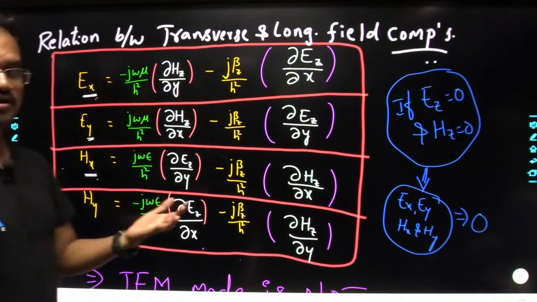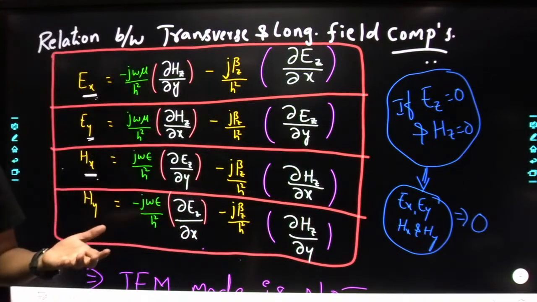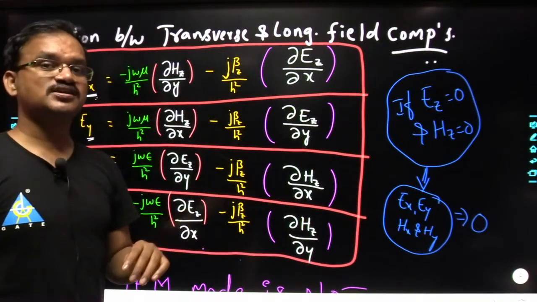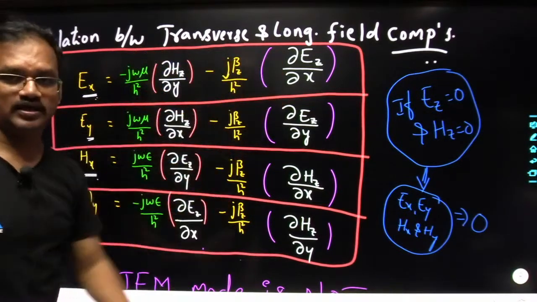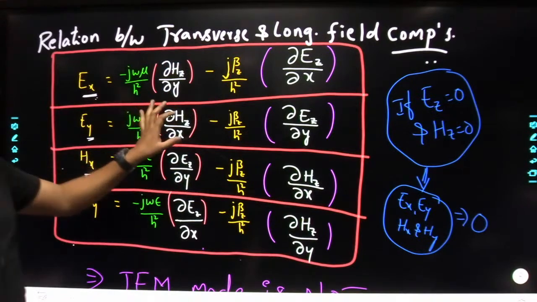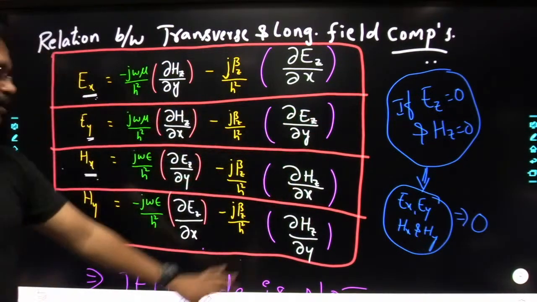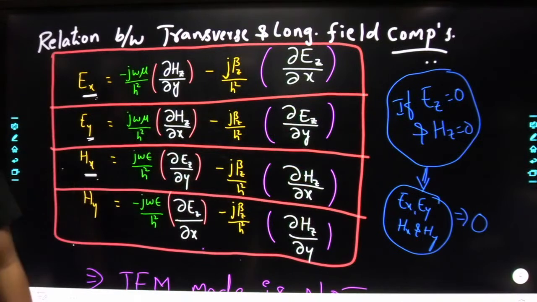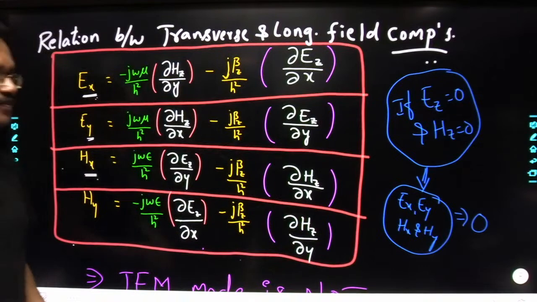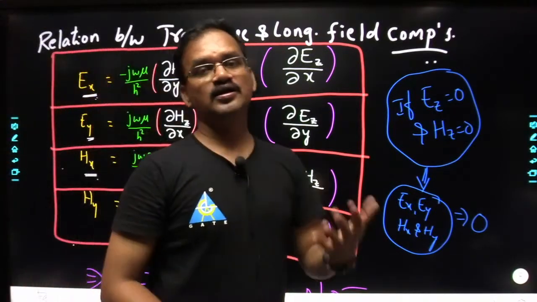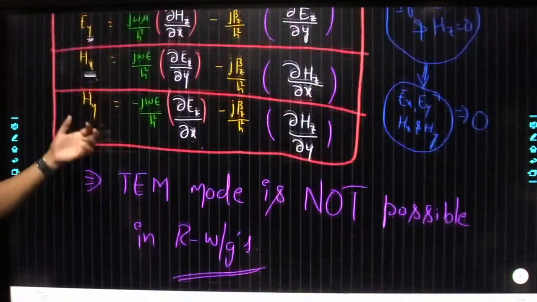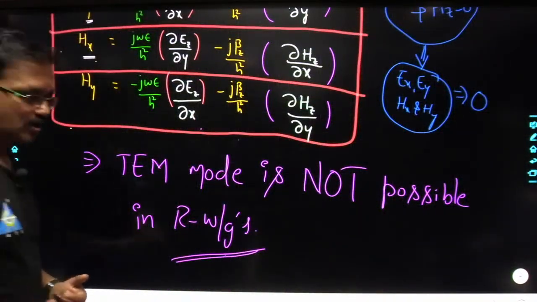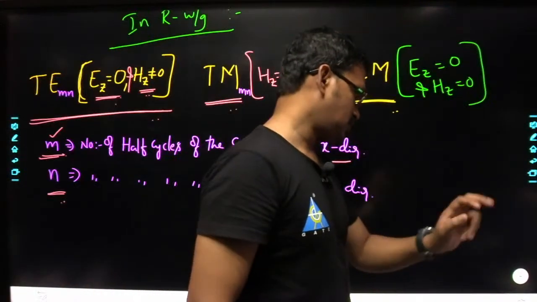Whereas for TM mode, what must be 0? Hz is equal to 0. If you put Hz equal to 0, this first term will be 0, the second term will exist. Here, with Hz equal to 0, the first term will become 0, the second term will exist. Here the second term will become 0, the first term will exist. Here the second term will be 0, the first term will exist. So TE modes are possible and TM modes are also possible, whereas TEM mode is not possible in case of rectangular waveguides. That is the conclusion we can make here.